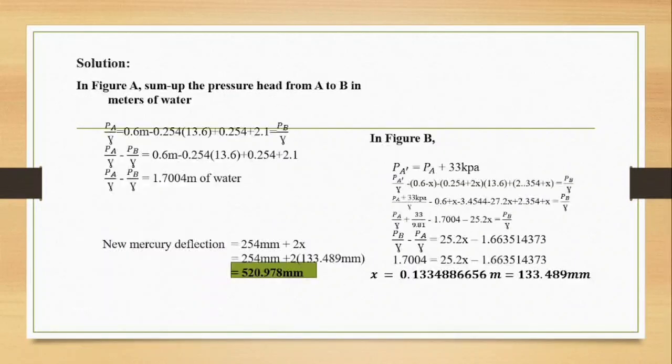Proceed to the solution. So in figure A, the sum of the pressure head from A to B in meters of water: PA over specific weight equals 0.6 meter minus 0.254 times 13.6 plus 0.254 plus 2.1.